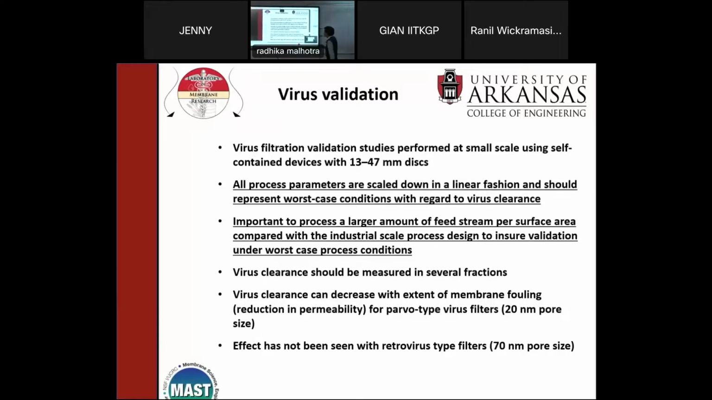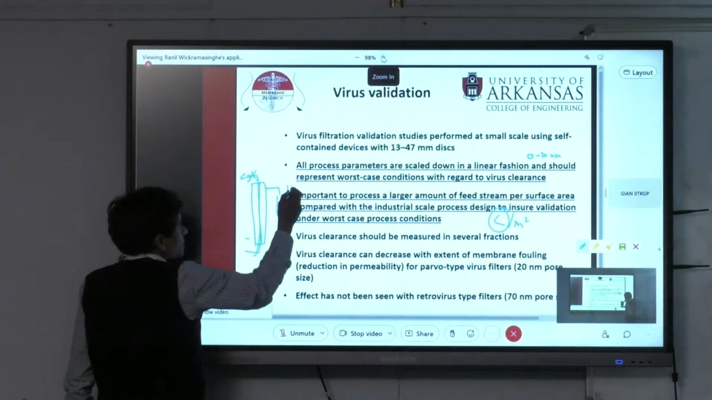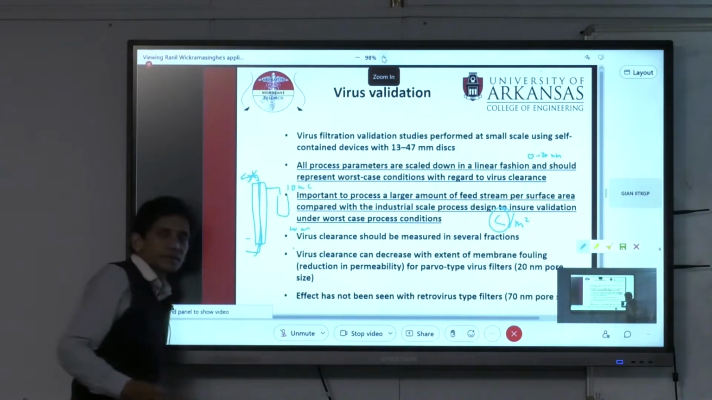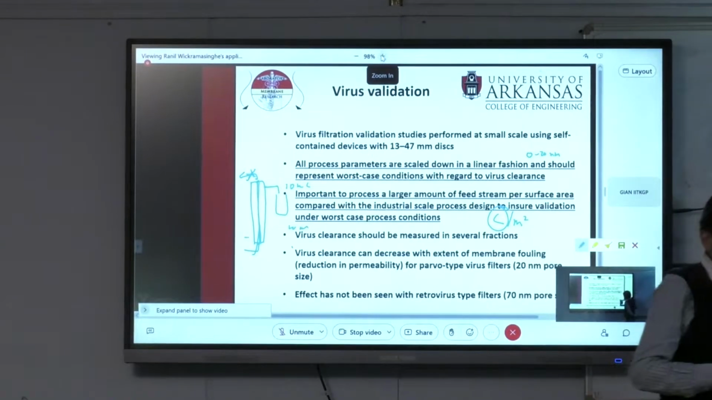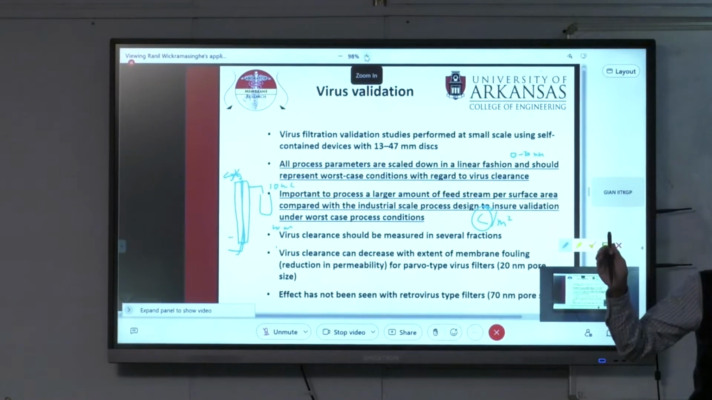Virus clearance should be measured in several fractions. That's an important thing. So when we're doing these small-scale studies, we have our feed coming here, we are collecting our permeate, this is closed, this is in dead-end mode. So we may collect the first 10 ml of, say, 350 ml, and then the next 10 ml, and the next, and the next, and so forth, okay? And then we'd work out the virus titer in each of these fractions. So you want to see at what point you start to get breakthrough.